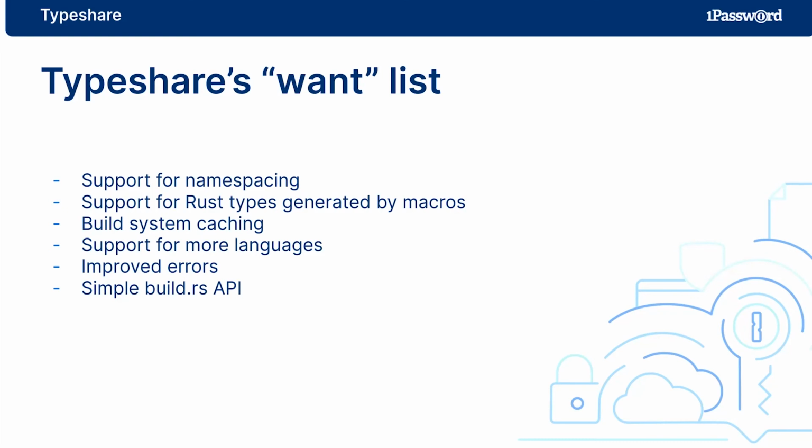And also a simple build.rs API. Right now we have the CLI tool. We invoke it as part of our makefiles in our internal code base. But in the future, as we move to open source this, we'd love to see a simple API to integrate it in small projects where you just want to run it from build.rs and be done.